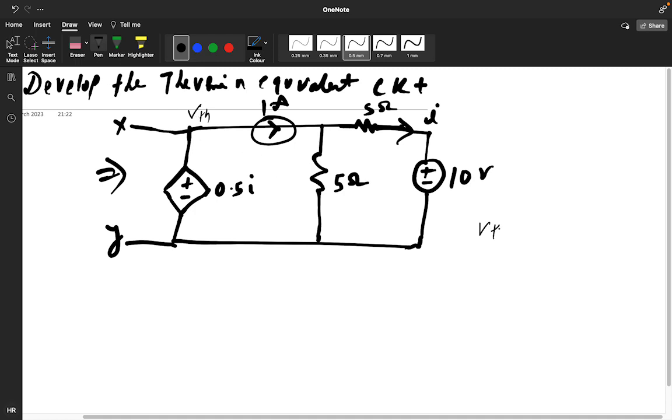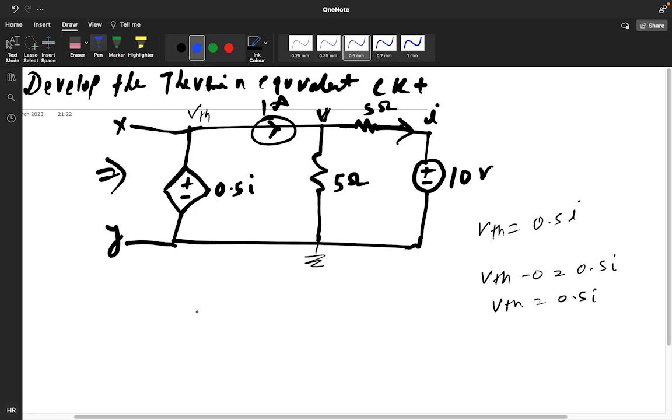This VTH is nothing but equal to 0.5 I. If you are taking the reference value, VTH minus 0 is 0.5 I. So VTH is 0.5 I only. I am taking some V point here. Apply the nodal analysis. If you apply the nodal analysis, what will you get? 1 ampere current will be V by 5 plus (V minus 10) divided by 5. So 5 equals 2V minus 10. So V equals 7.5 volt.